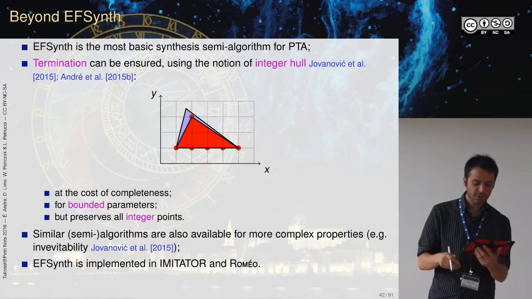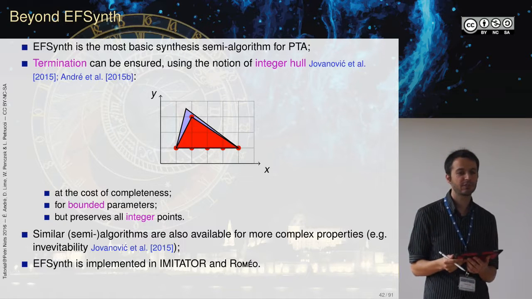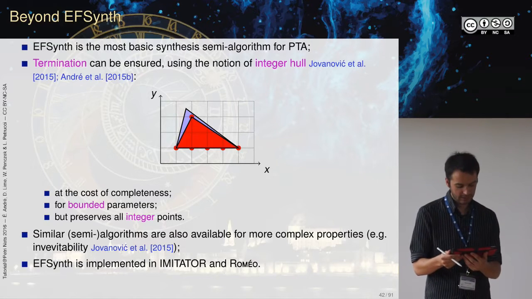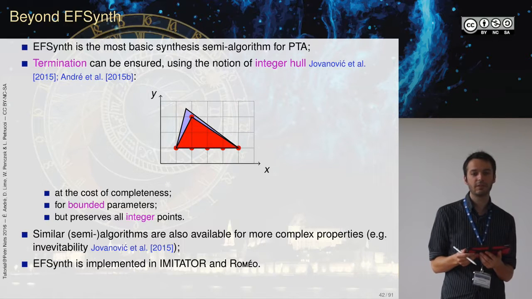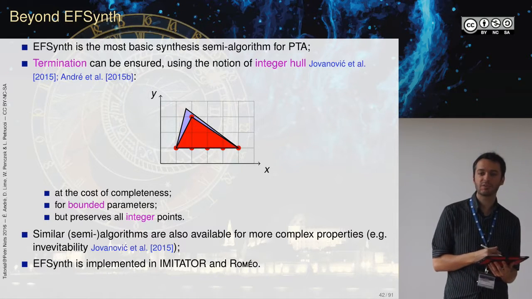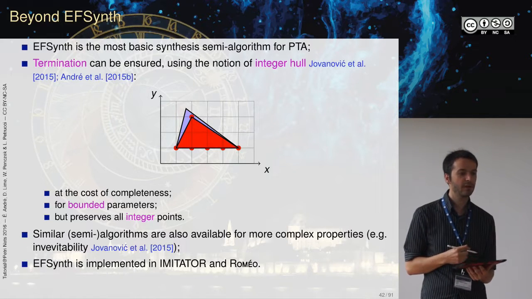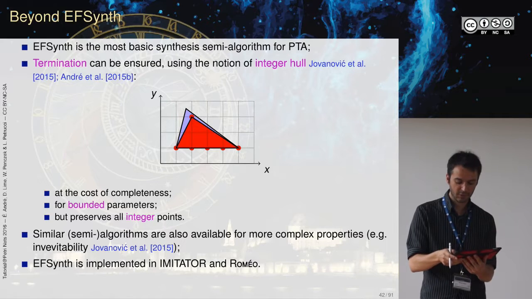Other semi-algorithms were shown for more complex properties, and Didier Lime will tell you this afternoon about this for parametric time Petri nets, in particular for the unavoidability synthesis. This algorithm, EFSynth, is implemented in 2 state-of-the-art tools, IMITATOR for parametric timed automata and Romeo for parametric time Petri nets.